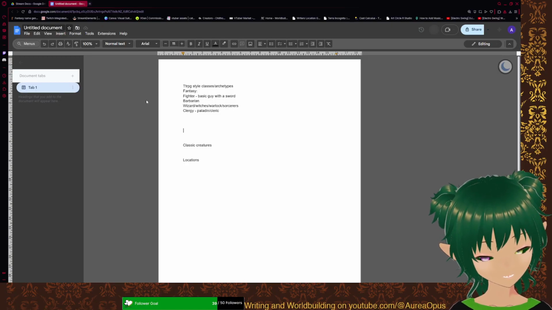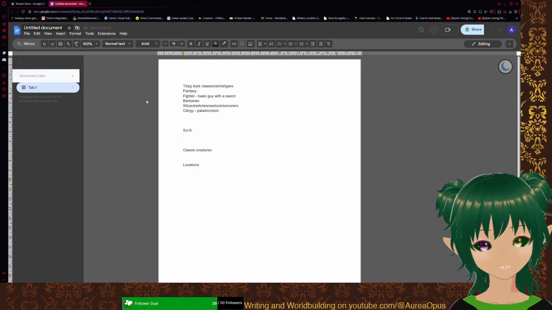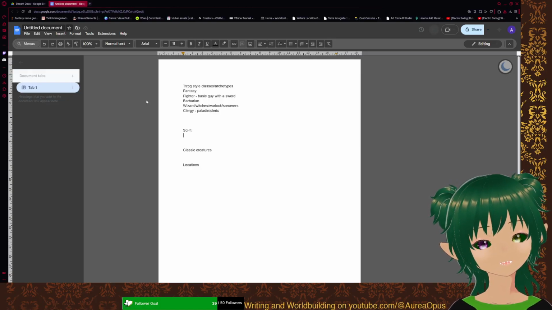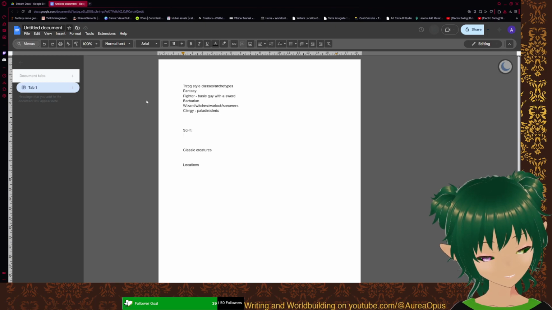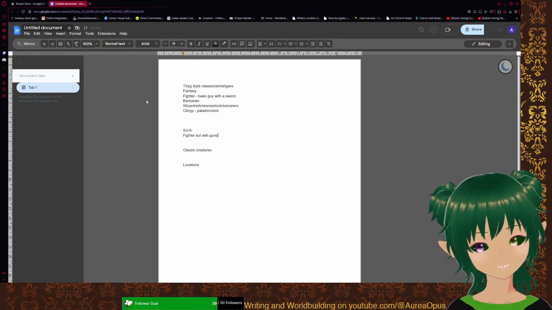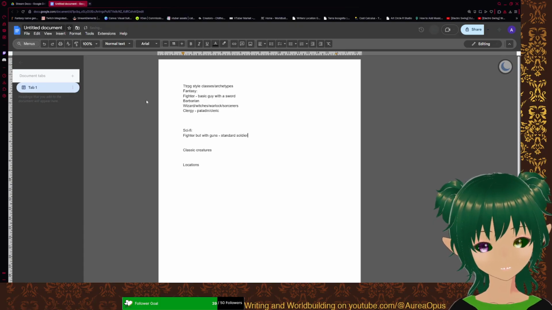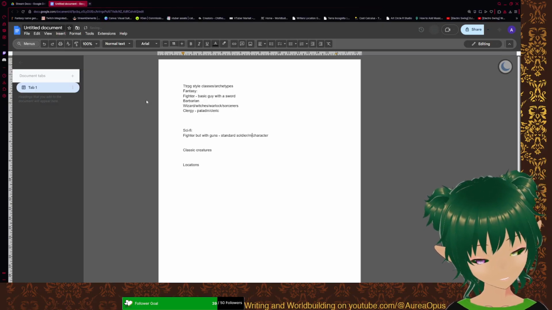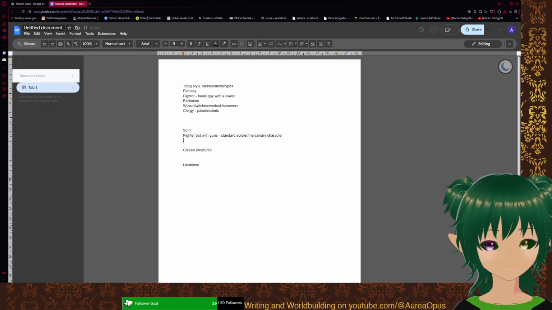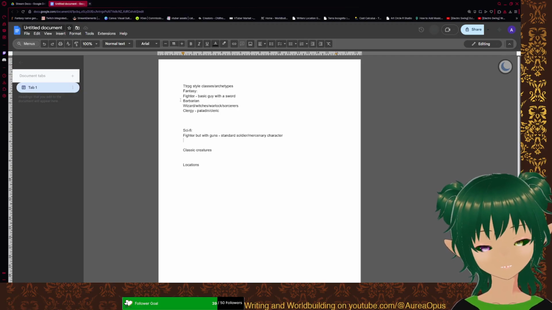If we turn then instead to sci-fi, character archetype wise, the equivalent of the fighter, I guess, is a fighter but with guns, essentially. Standard soldier character, mercenary, whatever you want to call them. That one's pretty straightforward. But then the barbarian? Do we have that really in sci-fi?